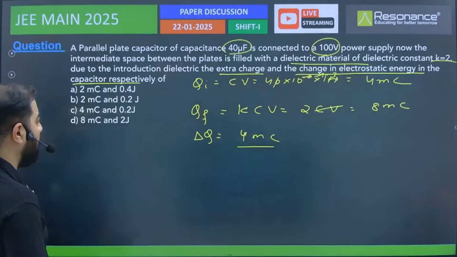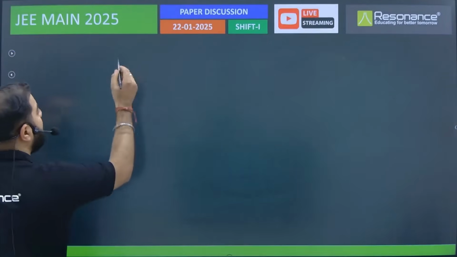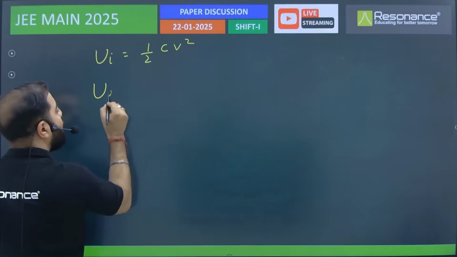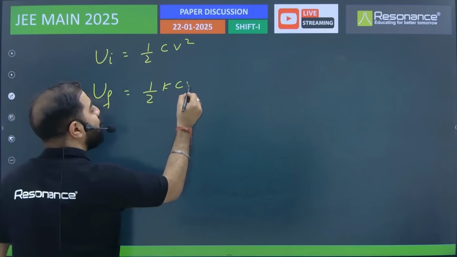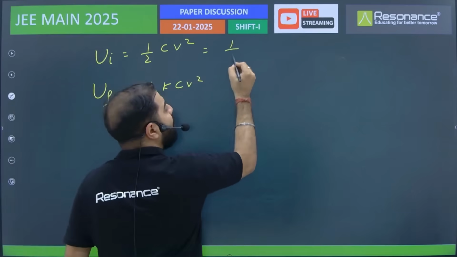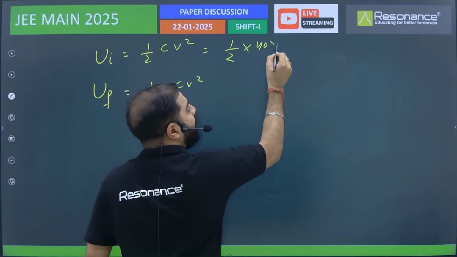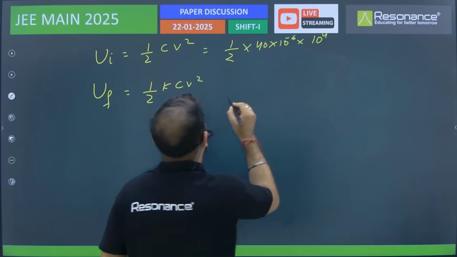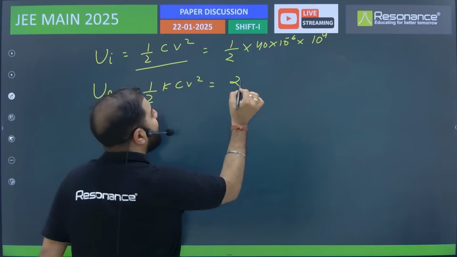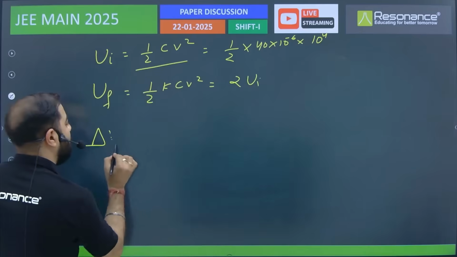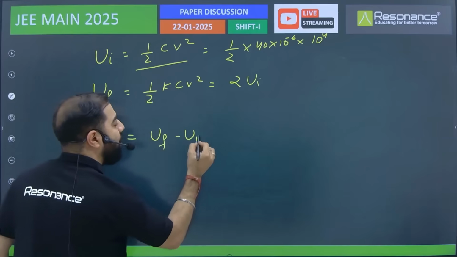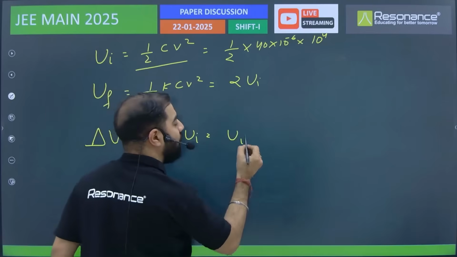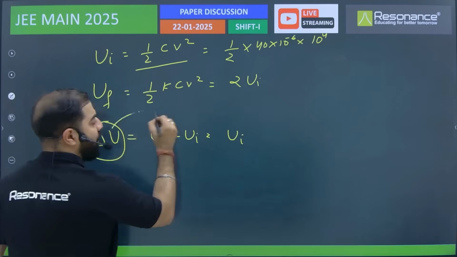So let's solve for energy. UI is half CV squared. And UF is half of K times CV squared, that is half of C equals 40 times 10 to the power minus 6, into V equals 100 squared, 10 to the power 4. Again, this is 2 times the U initial. So what is the change? Change is UF minus UI, which is 2 UI minus UI, which is UI.